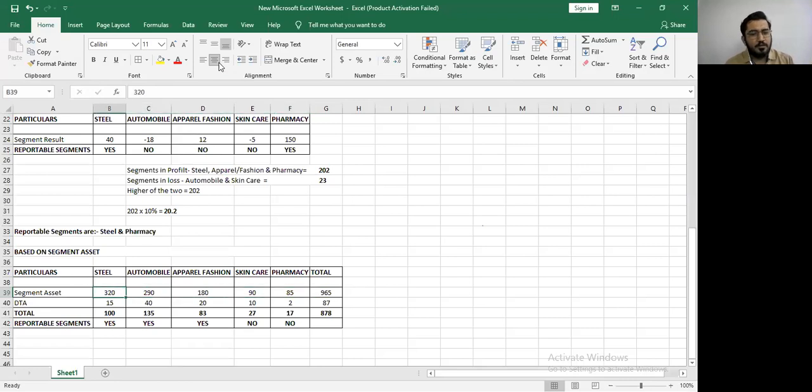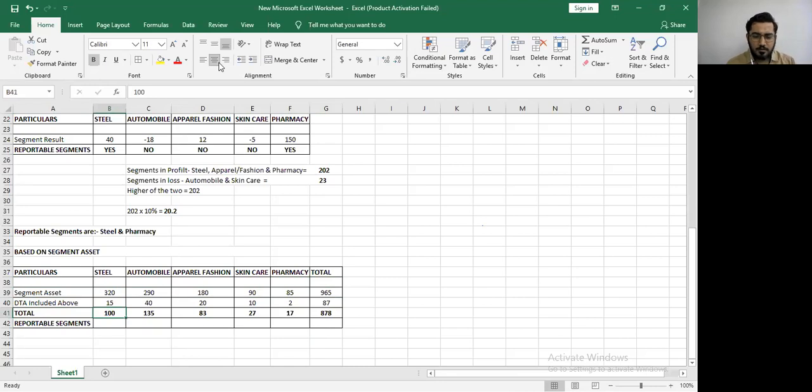So your correct value for segment asset for steel is 320, for automobile is 290, for apparel is 180, for skincare is 90, for pharmacy is 85. So the total of your segment assets comes to 965, in which DTA included above is 15 for steel, 40 for automobile, 20 for apparel fashion, skincare 10, pharmacy 2. The total comes to 87.